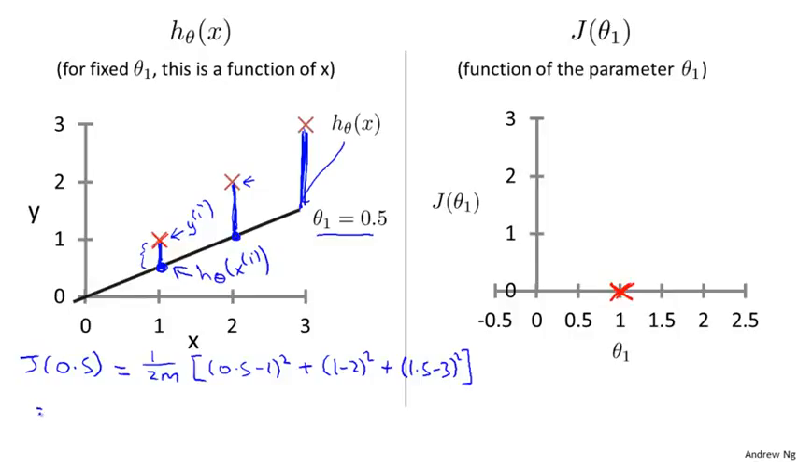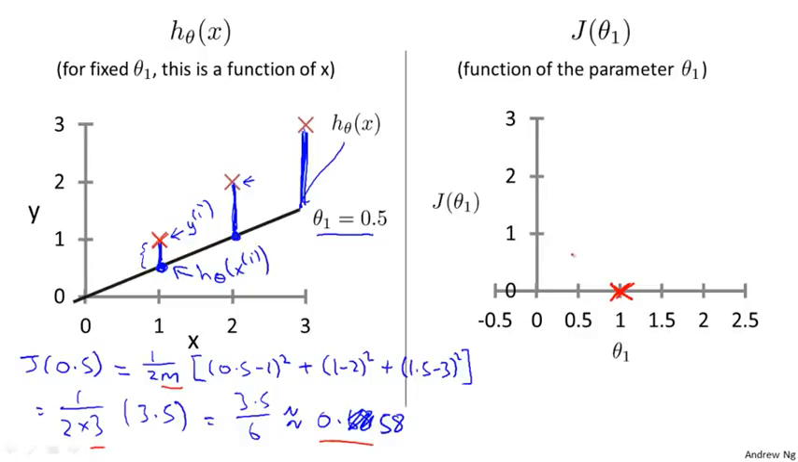And so that's equal to 1 over 2 times 3, because m, my training set size, is 3, I have 3 training examples. And then that's times, simplifying the thing in parentheses, 3.5. So that's 3.5 over 6, which is about 0.68. So now we know that J of 0.5 is about 0.68. Let's go and plot that. Oh, excuse me, math error. This is actually 0.58. So I'm going to plot that, which is maybe about over there.